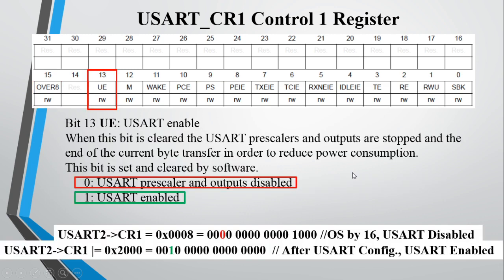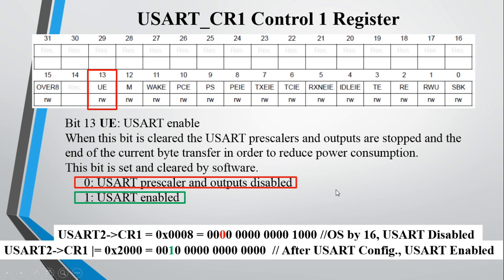Then the 13th bit we need to again see in the same register. The 13th bit is nothing but the UART enable bit. So if it is 0, what does it mean? UART will be disabled. If it is 1, UART will be enabled. So initially when you are writing 0008, what does it mean? The 13th bit is 0. That means UART is disabled along with the other configuration. Even though the oversampling, data bits and transmission are configured, UART will be disabled.